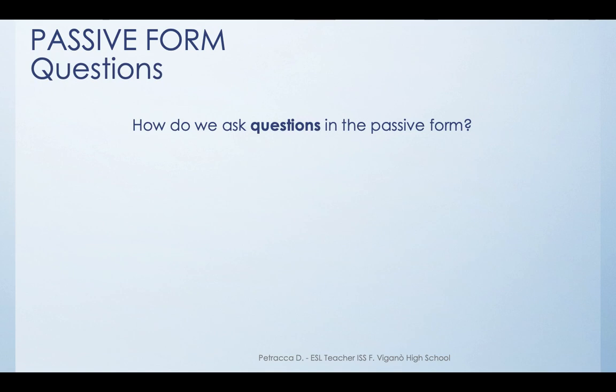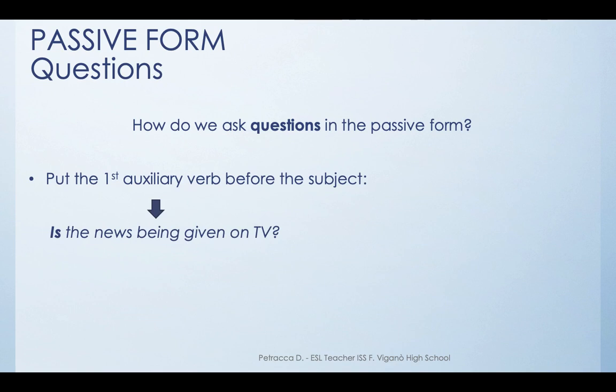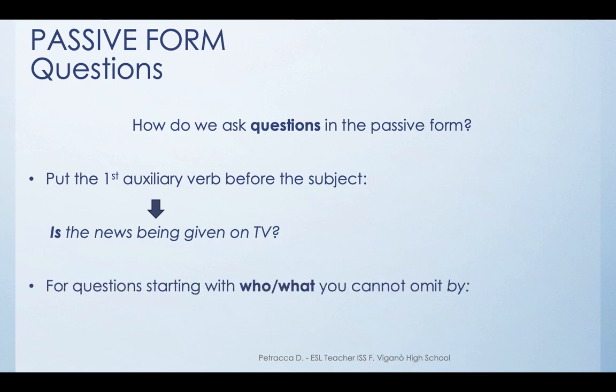Let's consider how we ask questions in the passive form. First of all, when we create a question form in the passive, we have to put the first auxiliary verb before the subject. Example, is the news being given on TV? For questions starting with who or what, you cannot omit by. Who was the telephone invented by?